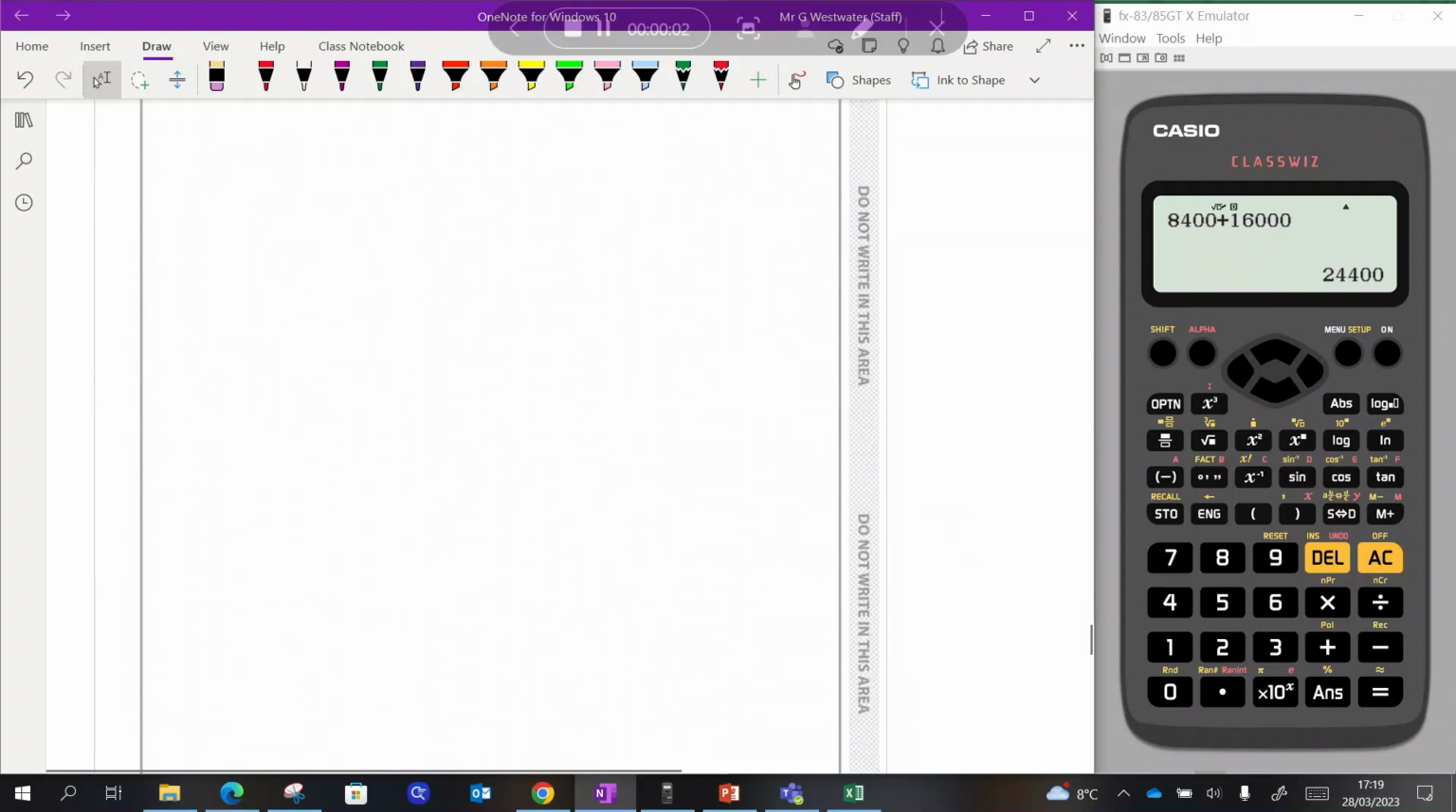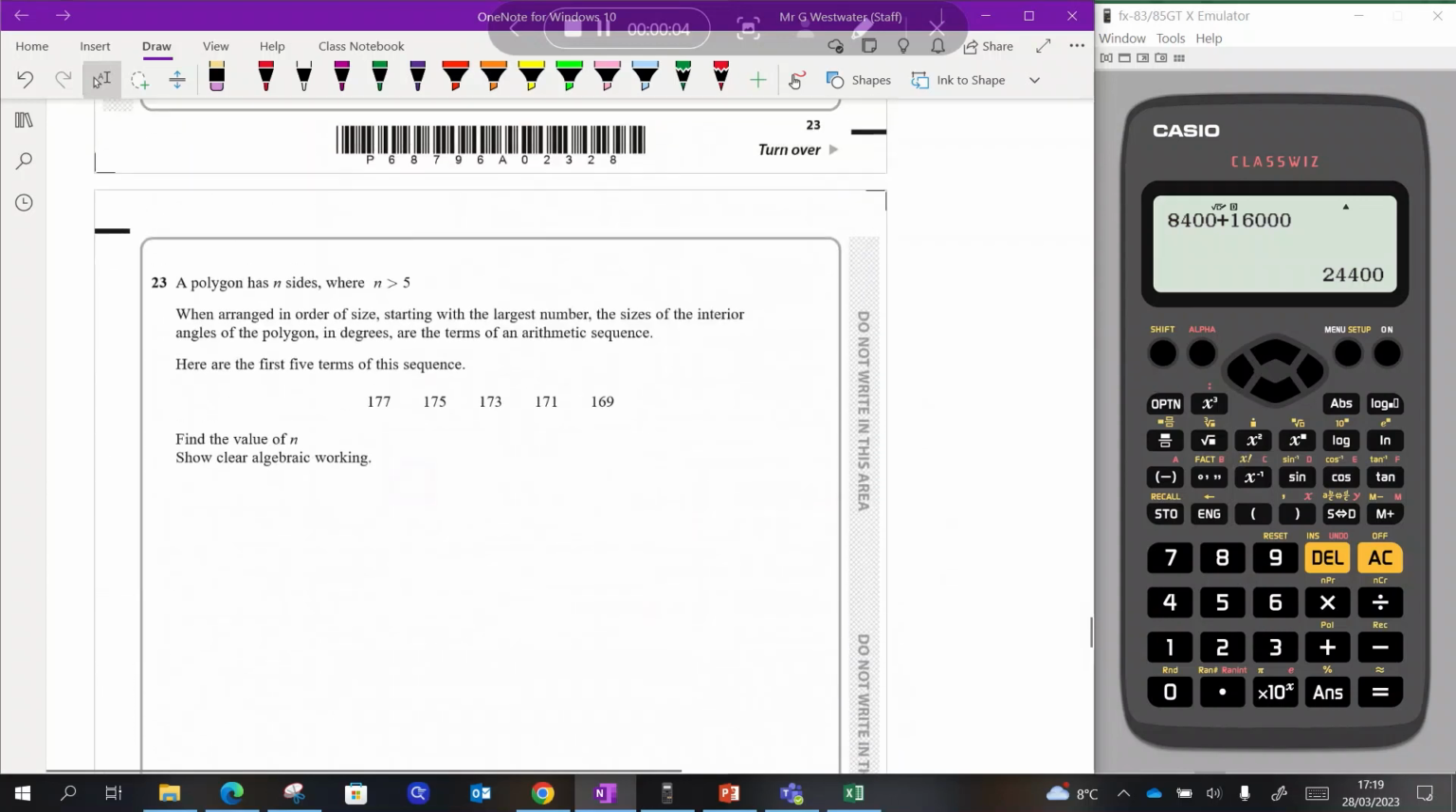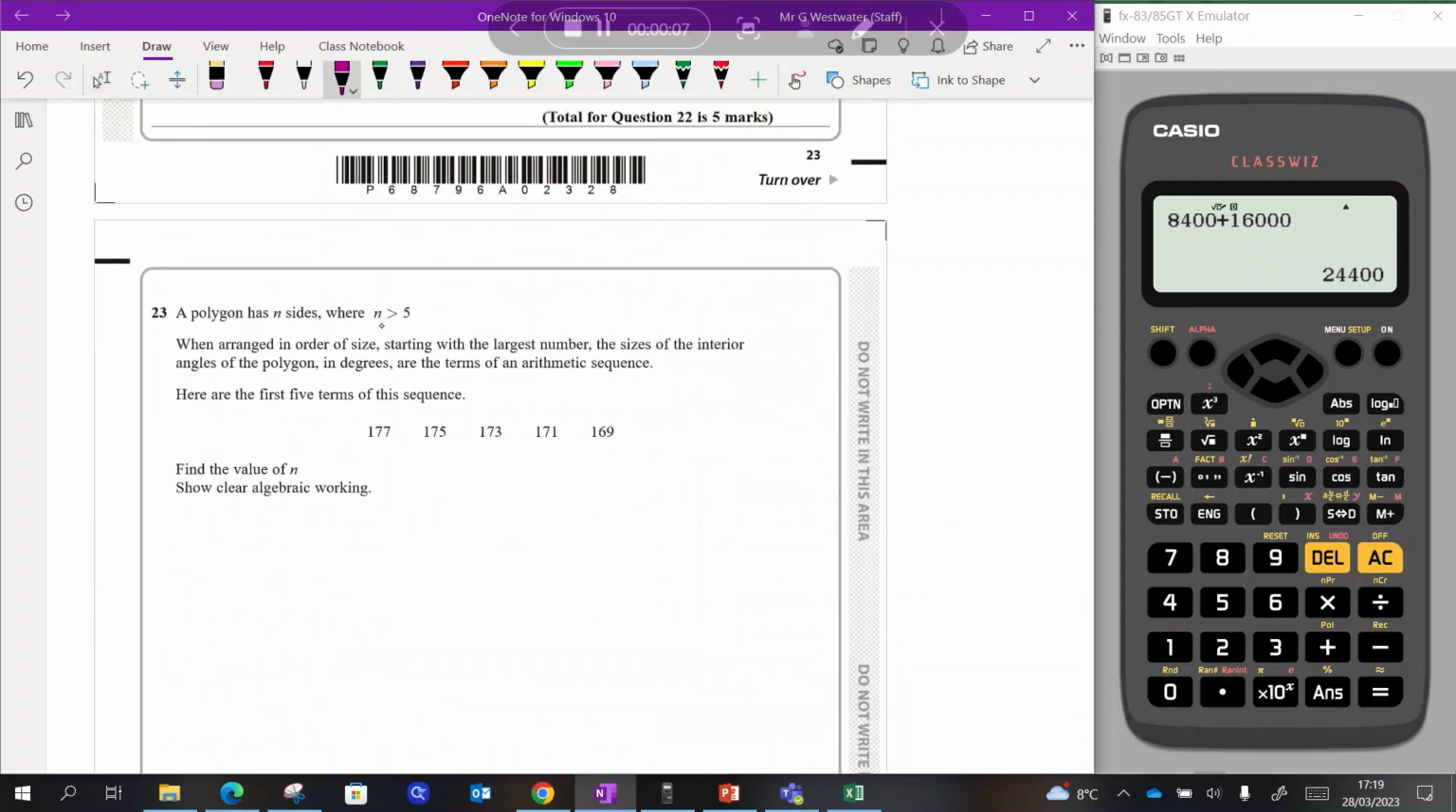Okay, on to question 23. Nearly there, 2 more to go. So, a polygon has n sides where n is greater than 5. So this means we're dealing with a polygon with more than 5 sides. When arranged in order of size, starting with the largest number, the sizes of the interior angles of the polygon in degrees are the terms of an arithmetic sequence. Here are the first 5 terms. So these are just the first 5. It doesn't mean that there are only 5. In fact, it said in the first statement that there are more than 5. So this is going to carry on going forever. Find the value of n and show clear algebraic working.